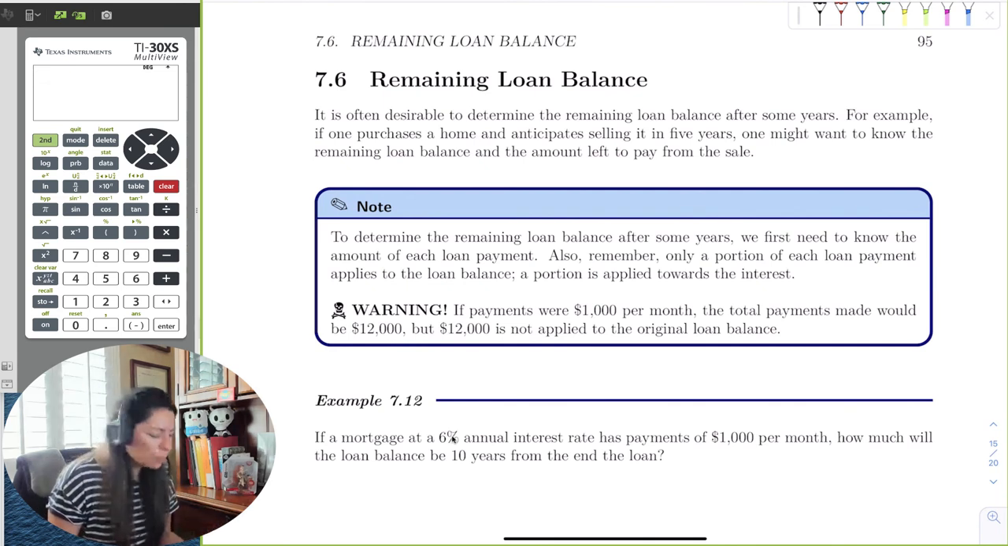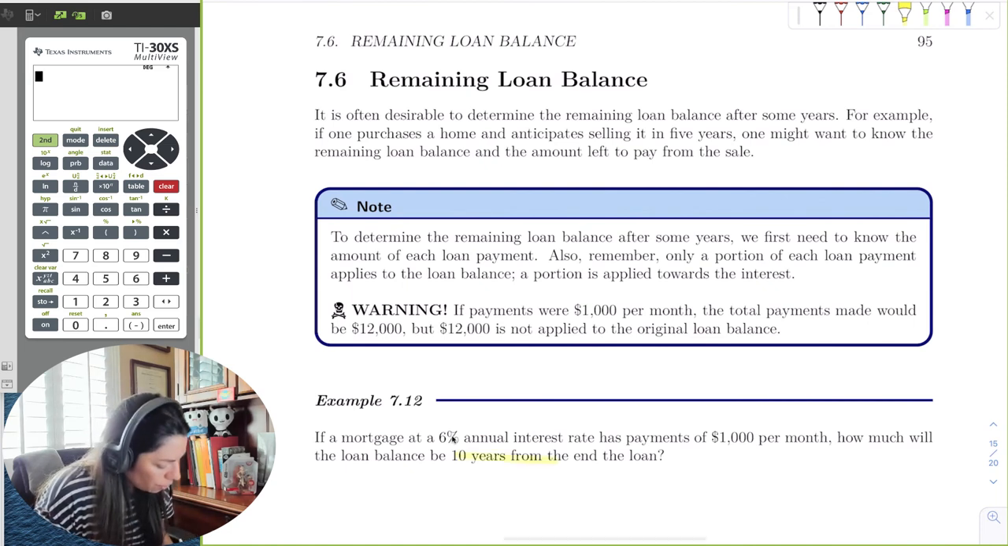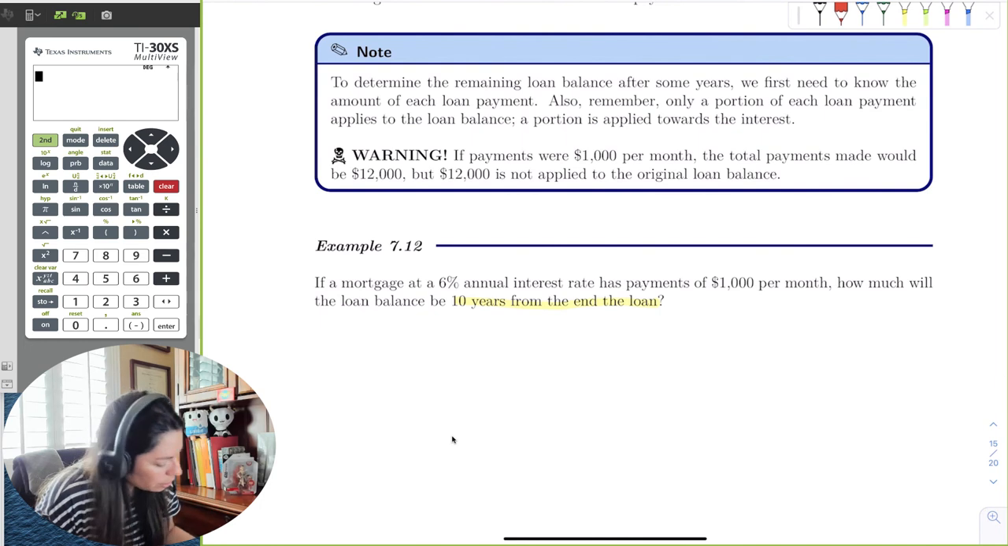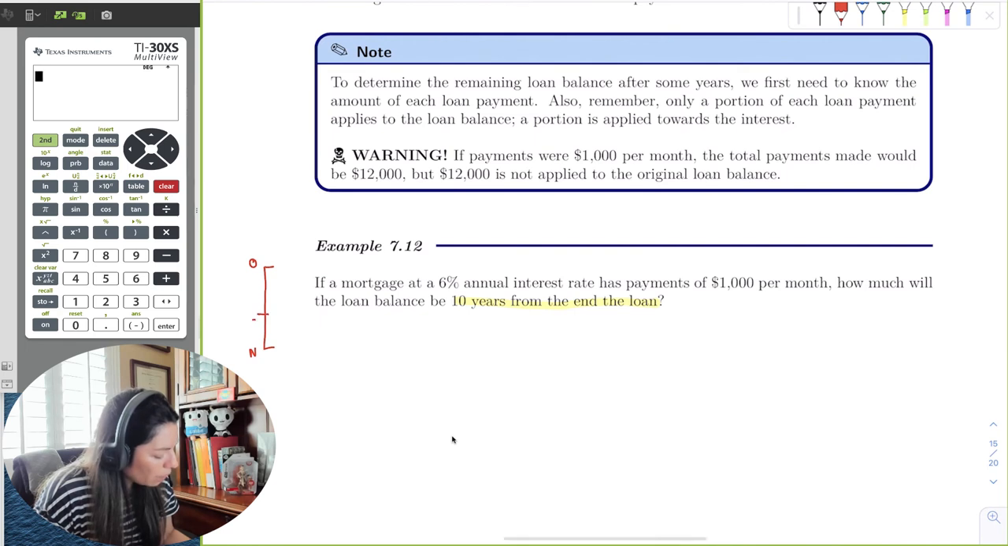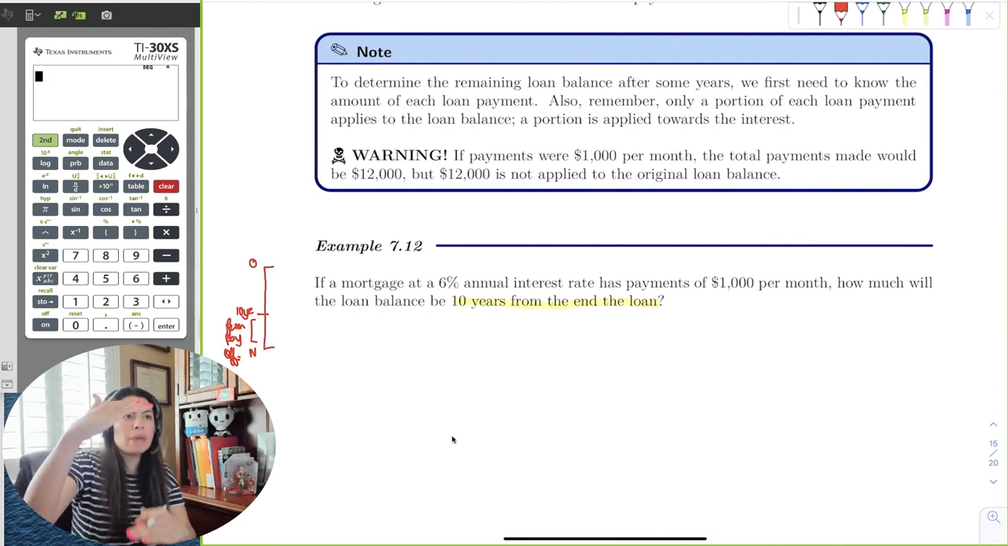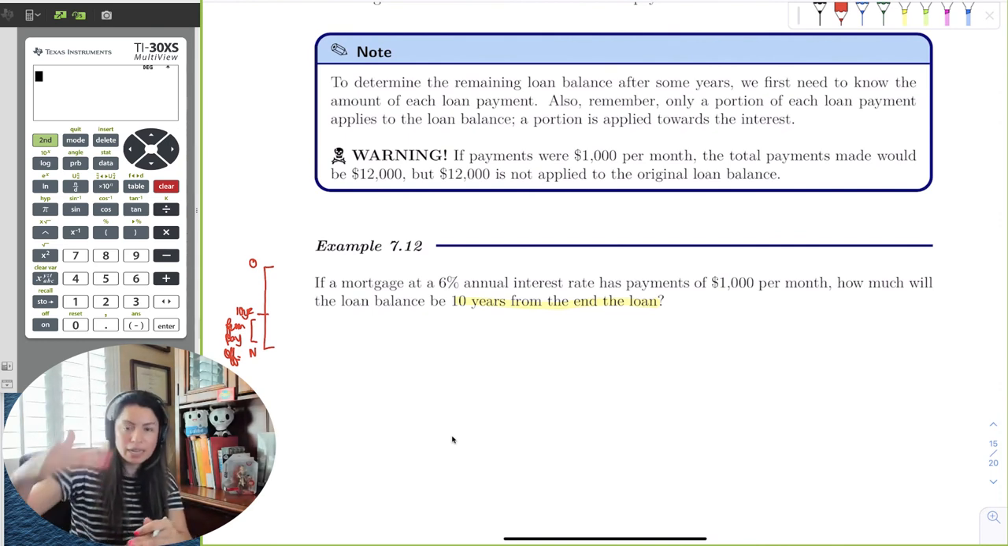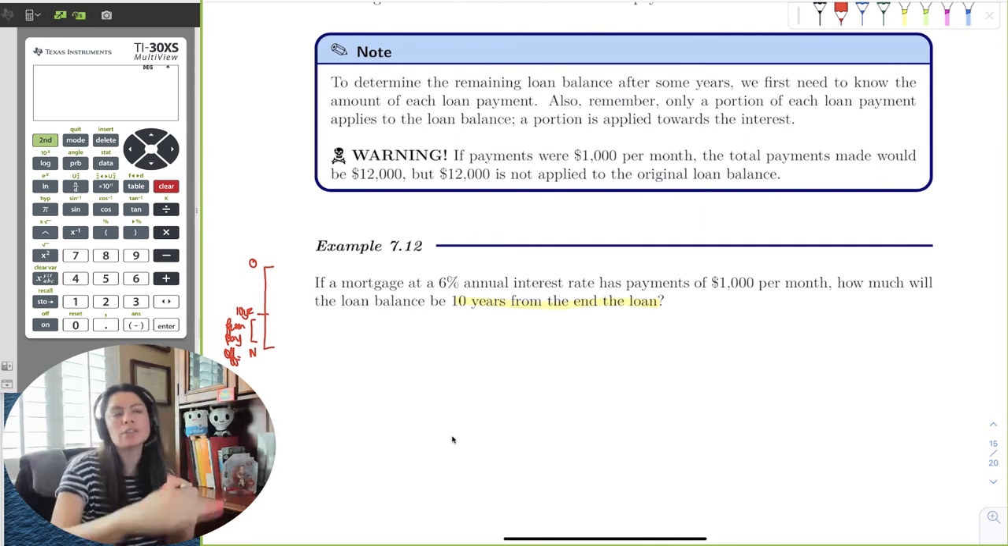Okay, so let's say in this example we have a mortgage at 6% annual interest, payments of $1,000 per month. How much will the loan balance be 10 years from the end of the loan? So let me do it here. Here is 0 years to however many years the loan is, right? And if you're 10 years away from payoff, that's going to be the amount of years you're going to use to see the remaining loan balance, right? Because you have 10 years left, you're going to be paying payments for those 10 years on that loan.